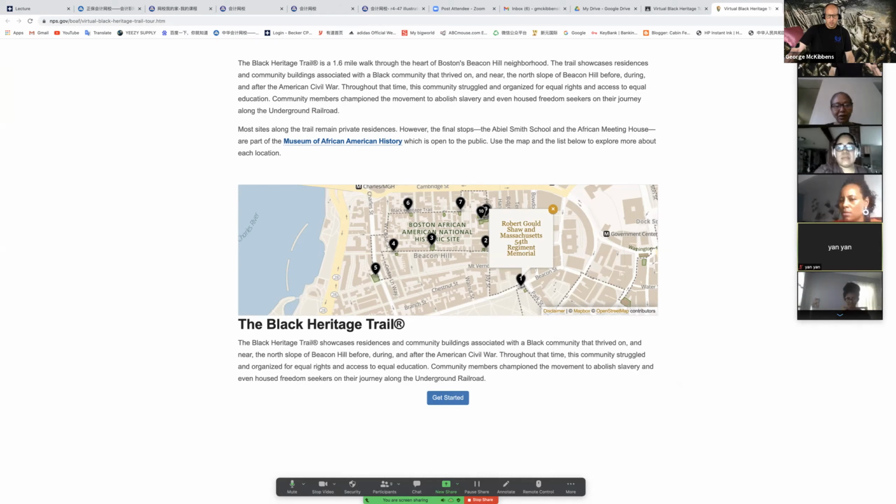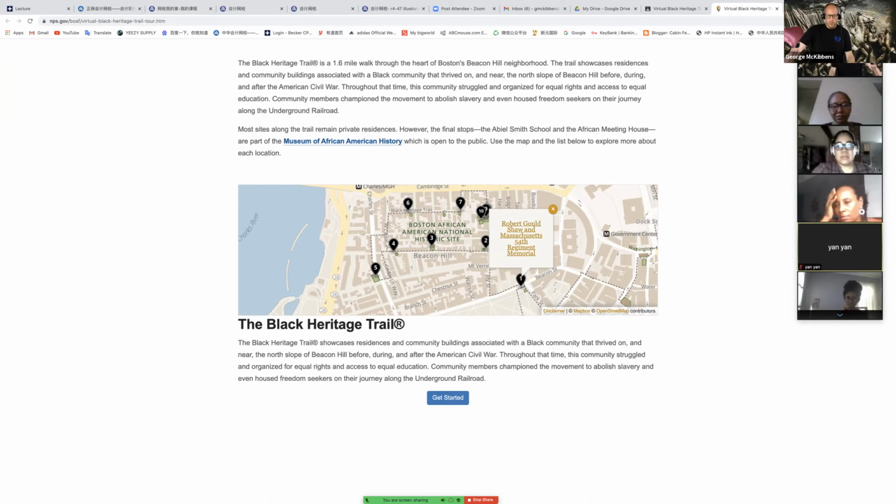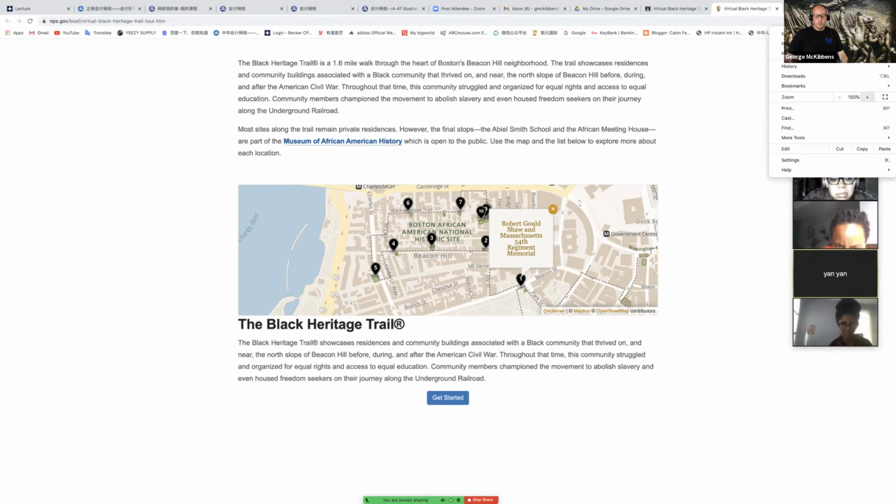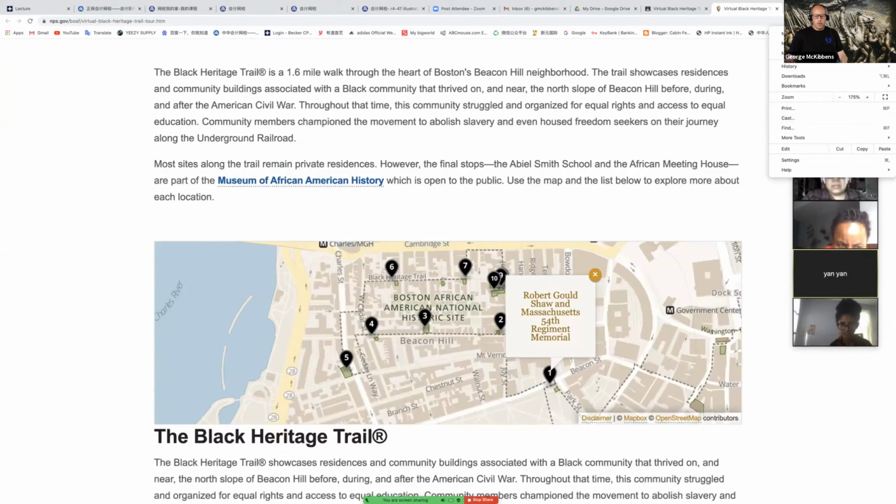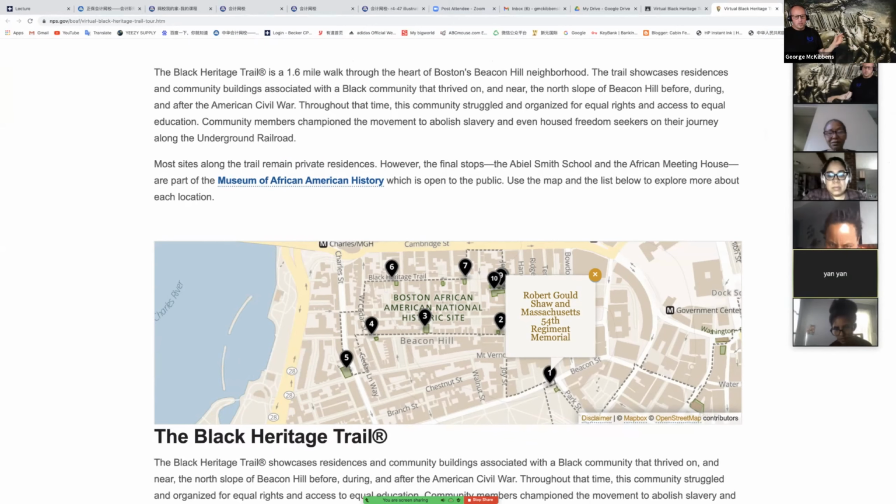Here it is. All right. Can anybody read the name? Cannot see. Very small. Okay, I'll blow it up there. Can everybody see that? Yes, can see, teacher. All right. So this is the Robert Gould Shaw and Massachusetts 54th Memorial.